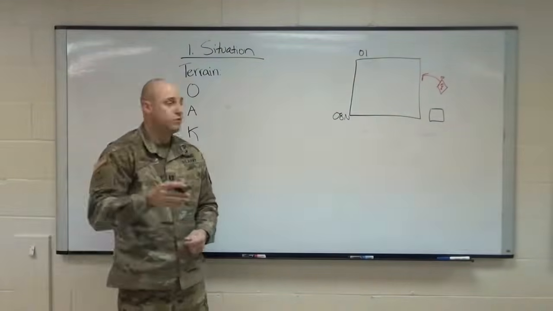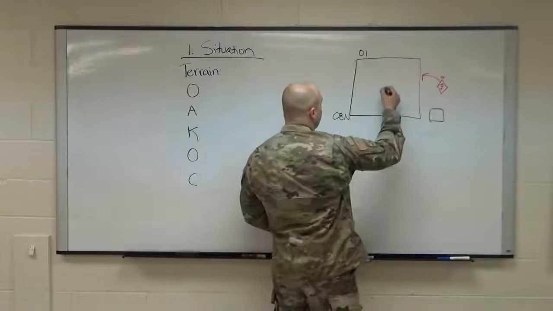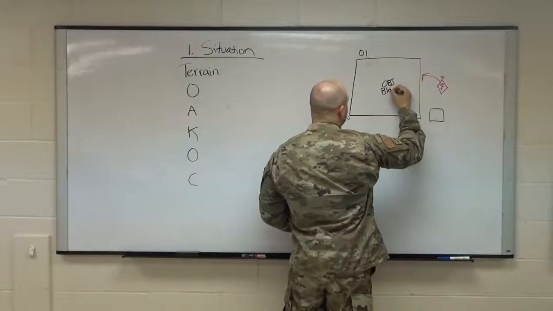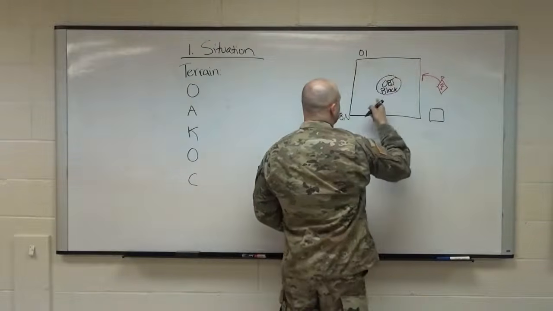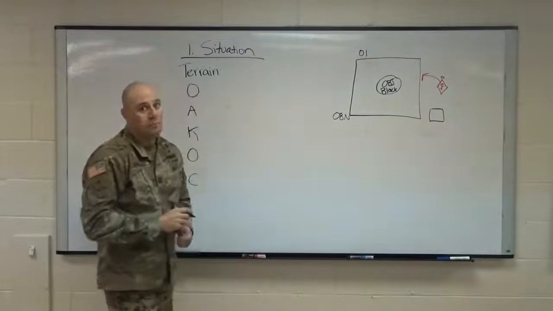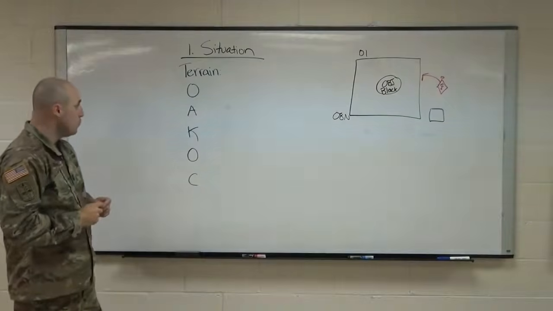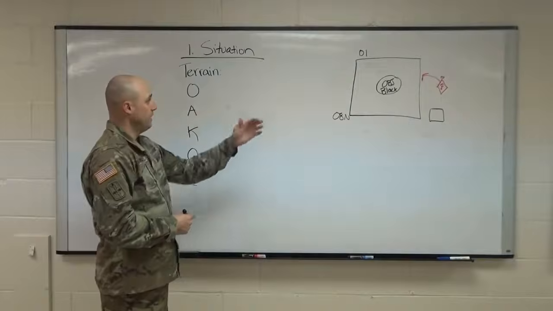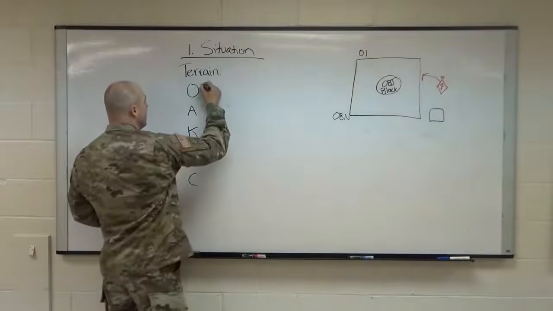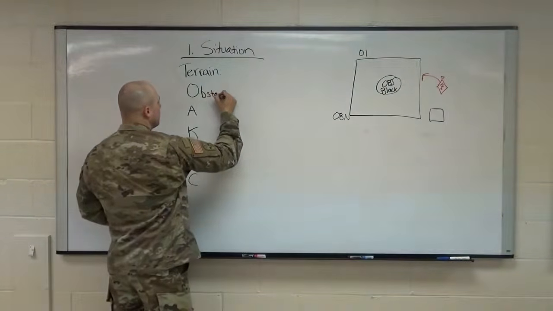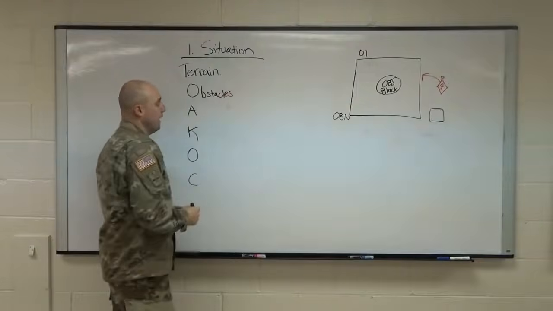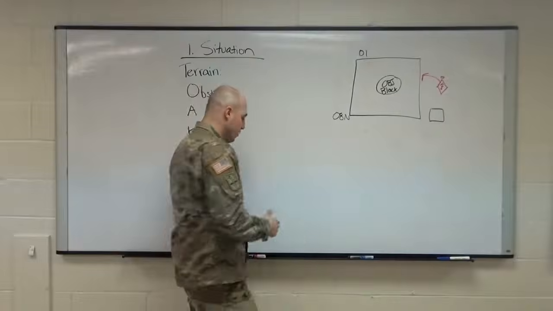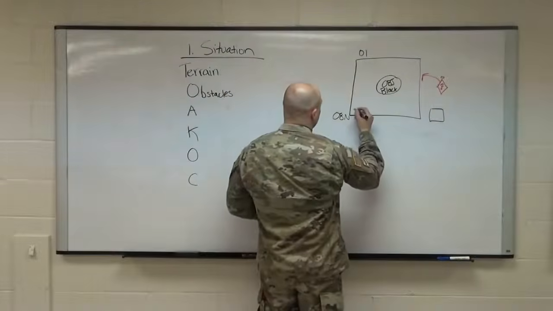So first of all, let's say we got objective red here. Actually, since I'm using a black marker, objective black. This is our objective inside of our AO. All right? And we're going to do different things to look at how we analyze this terrain. So the first step is obstacles. There are going to be natural obstacles that are going to affect this operation. All right? So let's say we are currently located right here.